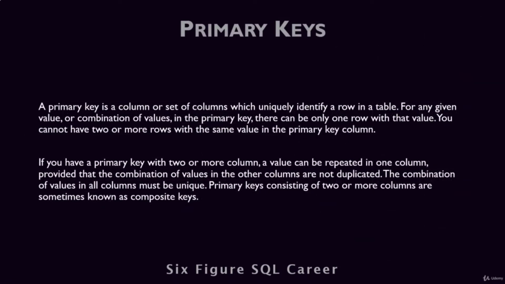Let's talk for a minute about primary keys. A primary key is a column or set of columns which uniquely identify a row in the table. For any given value or combination of values in the primary key, there can be only one row with that value. You cannot have two or more rows with the same value in the primary key column. If you have a primary key with two or more columns, a value can be repeated in one column, provided that the combination of values in the other columns are not duplicated. The combination of values in all columns must be unique. Primary keys consisting of two or more columns are sometimes known as composite keys.